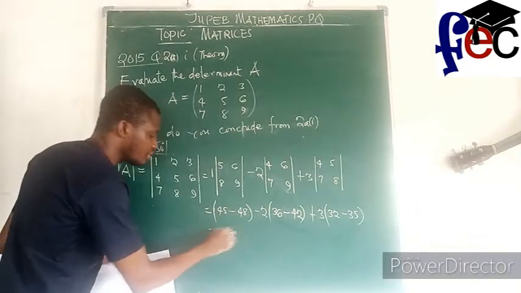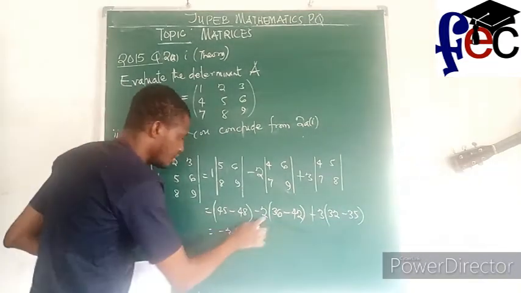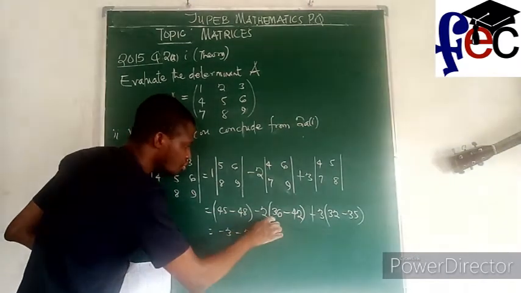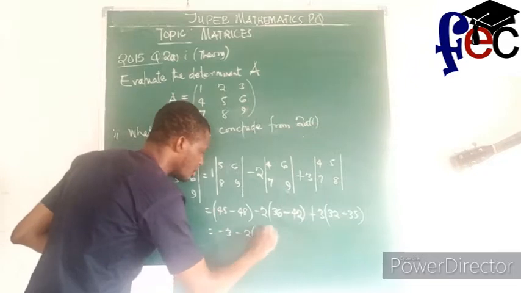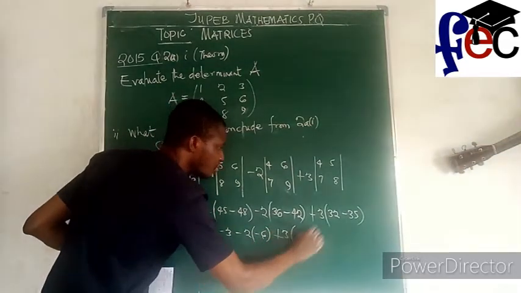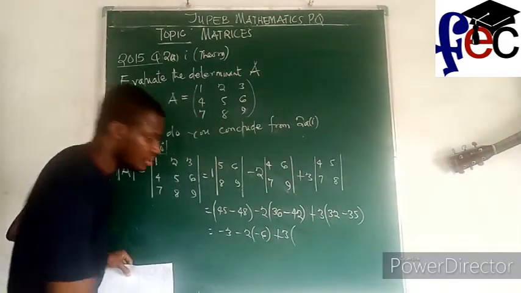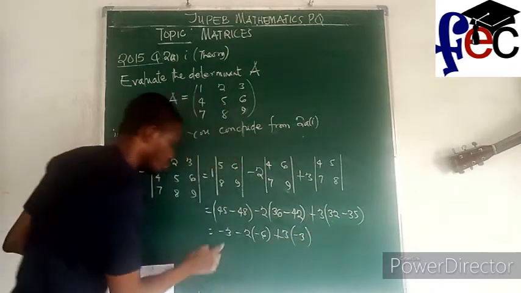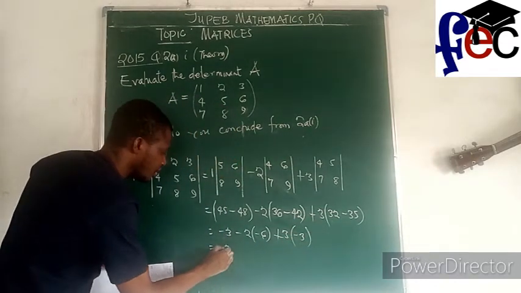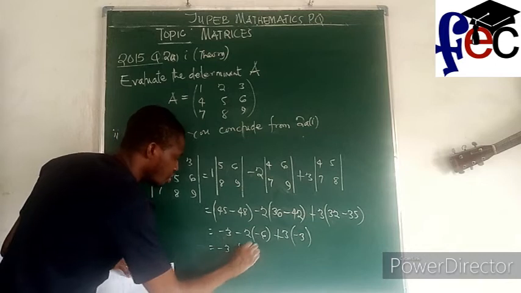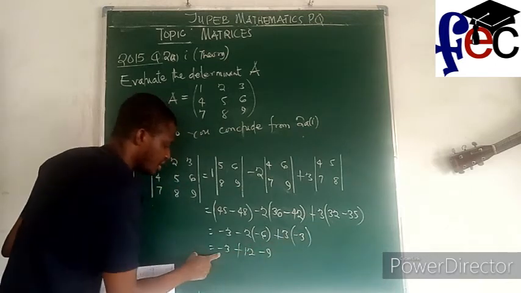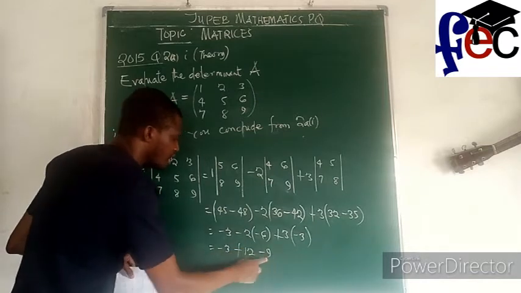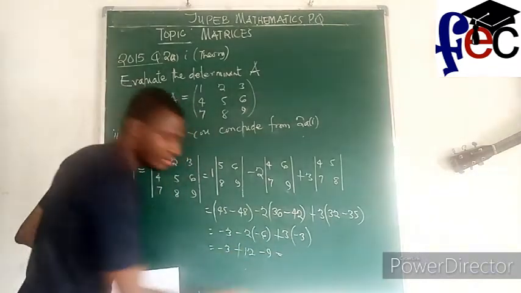Alright, so we can subtract. This is going to give us minus 3. Then minus 2 into, subtract this. Is that not minus 6? Good. Plus 3 into, is that not minus 3? Good. So what would this one give us? Minus 3. This will give us plus 12. This will give us minus 9. So what is minus 3 plus 12 minus 9? I think that's 0. Good.